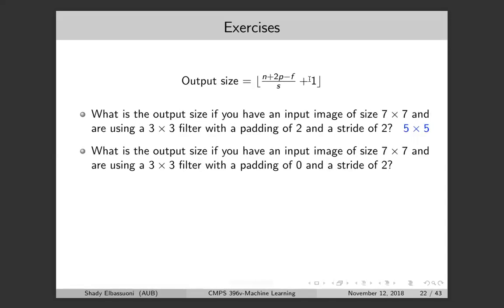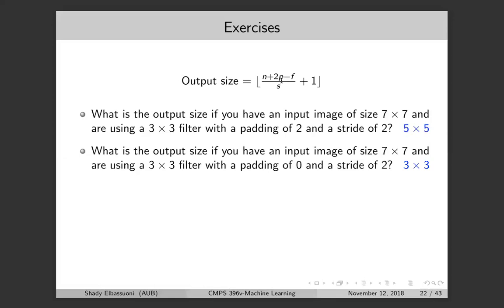What is the output size if you have an input image of size 7 by 7, and using a 3 by 3 filter with a padding of 0, so you don't do any padding, and a stride of 2? Let's calculate it. 7 plus 0, because the padding is 0, minus the filter, which is 3, that's 4, divided by 2, that's 2, plus 1 is 3. You get a 3 by 3.